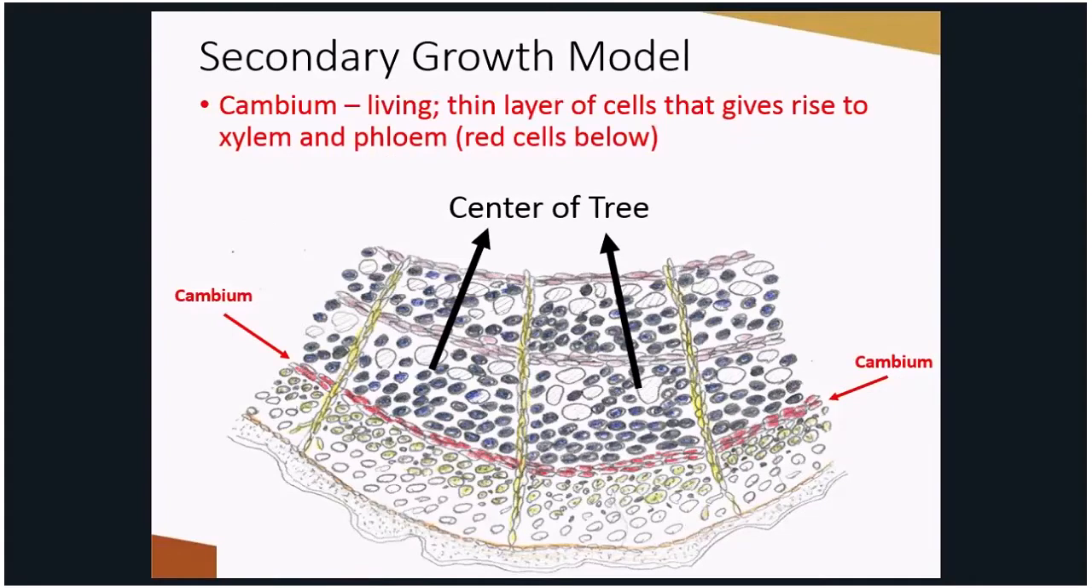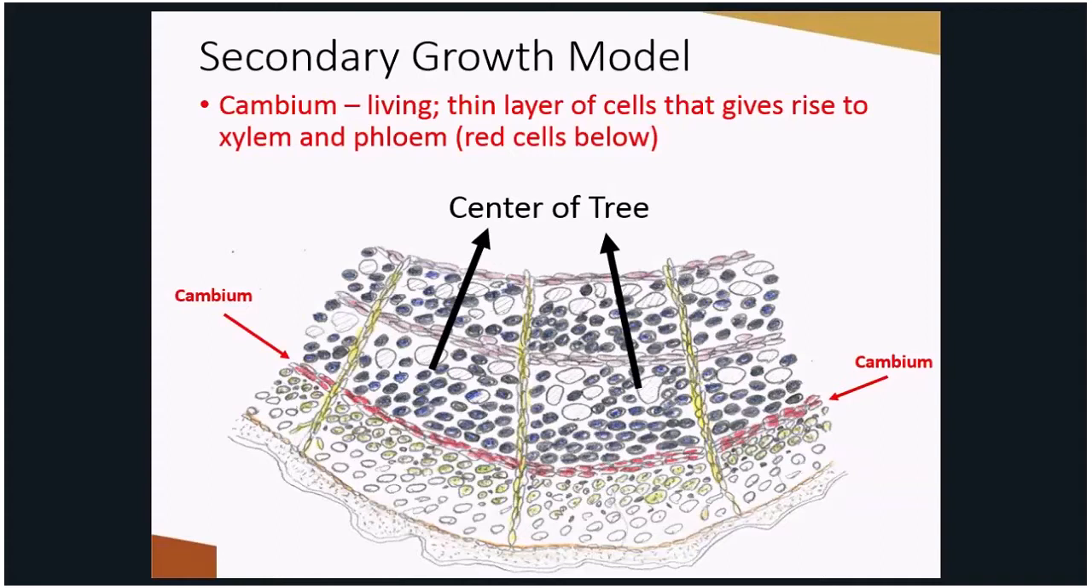So now here's my secondary growth model, my homemade model of how a tree grows, down to the cellular level, where you can see the center of the tree is towards the top of the slide. Down here at the bottom of the slide is the bark, or the outer part of the tree. We're looking at a little tiny slice of the tree in a cross-sectional view. If we cut a slice out almost like a little piece of pie, that's what we're looking at.